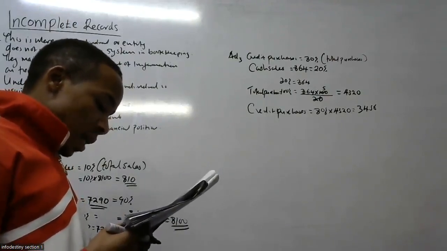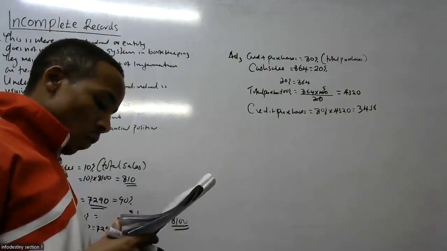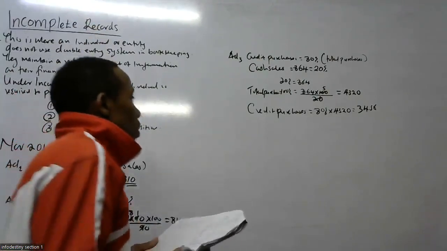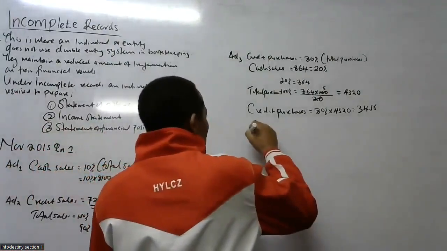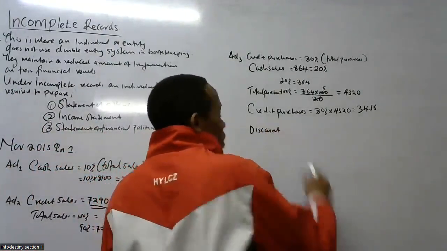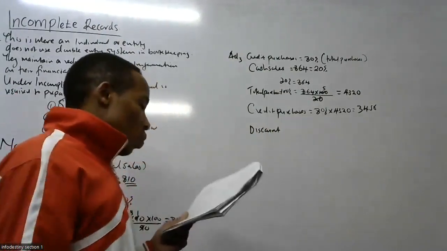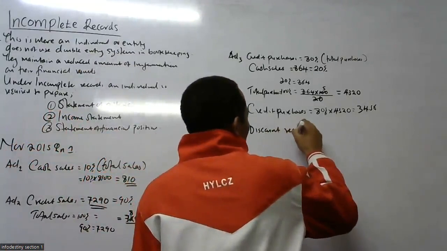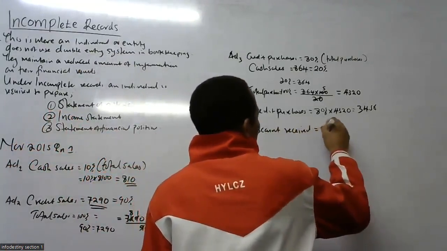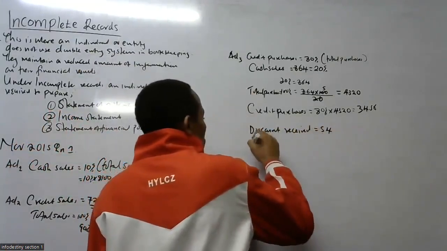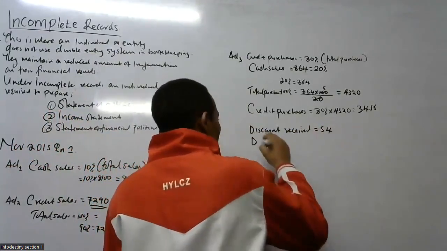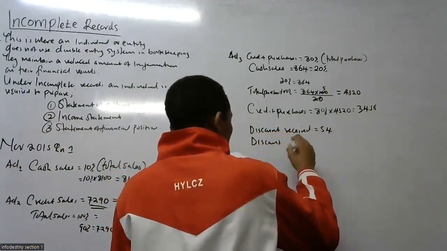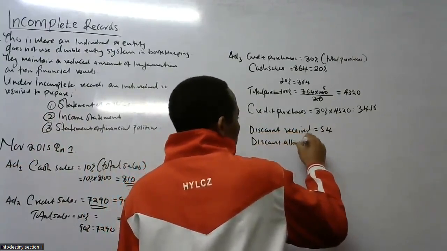The suppliers allowed him a discount of 54, and he extended a discount to his customers of 40.5. The discount given by the supplier to Juma Makori is the discount received, which is 54,000, so 54. After he was given a discount by the supplier, he extended a discount to his customers of 40.5. That is the discount allowed.